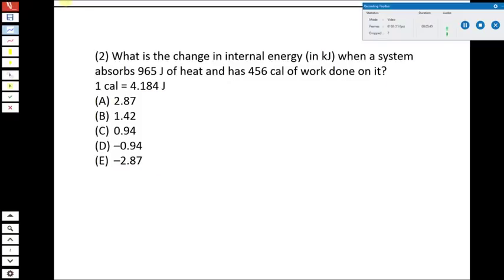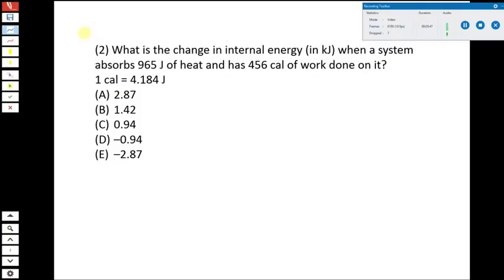And then the next question here, number 2, is dealing with change in internal energy. So change in internal energy is what we abbreviate as delta E, E being the internal energy of the system. And we want to know what is the change in kilojoules when a system absorbs 965 joules of heat and has 456 calories of work done on it. So in these types of problems, when we're calculating delta E, and especially when we're using heat and work to do that, it's again a very simple relationship. Delta E is equal to Q plus W.